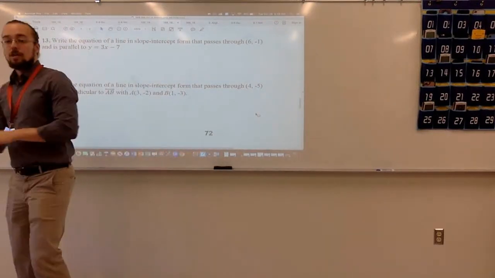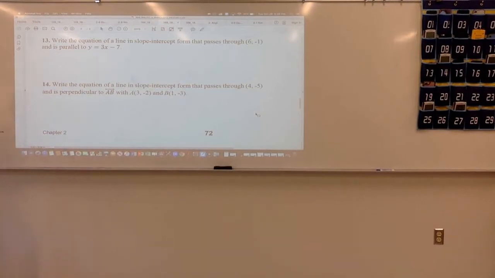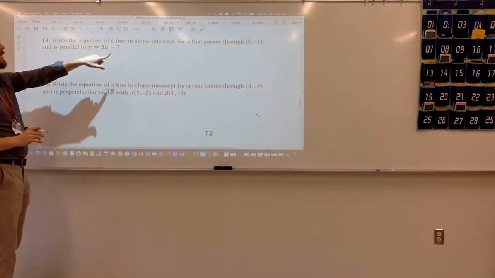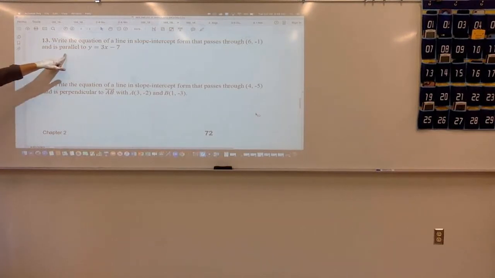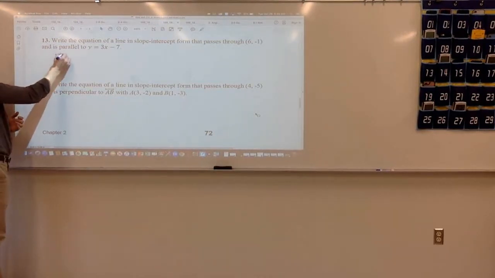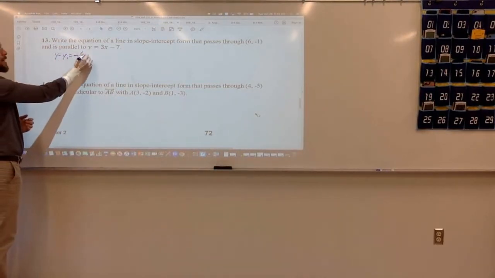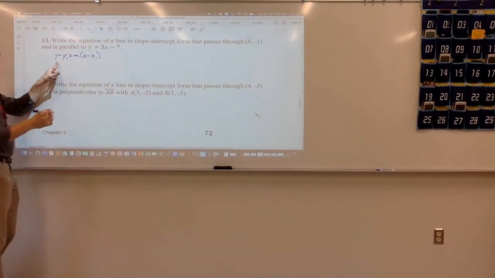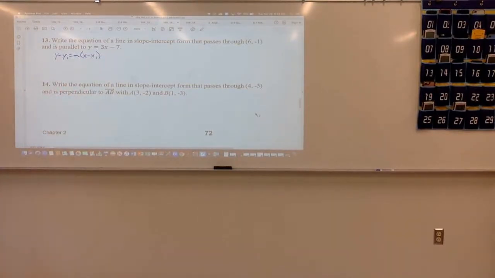So on number 13, I'm going to write the equation that goes through the point 6, negative 1 and is parallel to this line. So remember, the formula that we're using is y minus y1 equals m times x minus x1. Make sure that you know this for the test tomorrow. Know this formula. So we need to collect three pieces of information, right? I need x1, y1, and m.